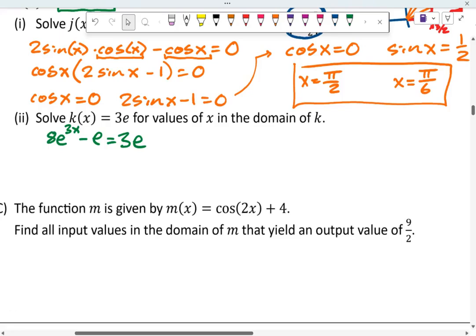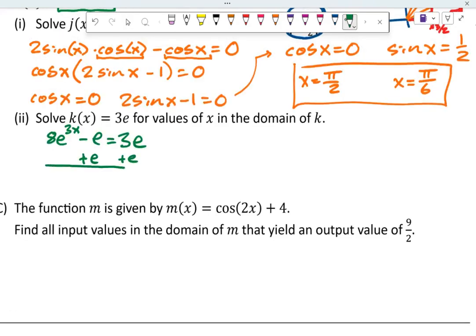How would I solve that, guys? Yeah, I wouldn't want to subtract. I'm going to add my e. What would that give me? So 8e to the 3x equals 4e. What would I do next? Divide by 8. Let's do that. So I have e to the 3x equal, can I reduce that? 1/2, so I would have e over 2.